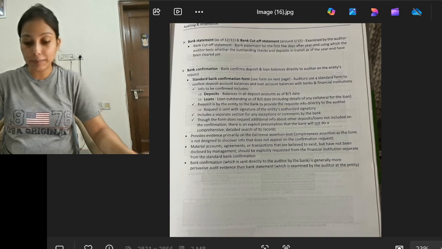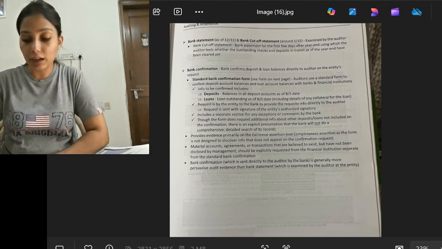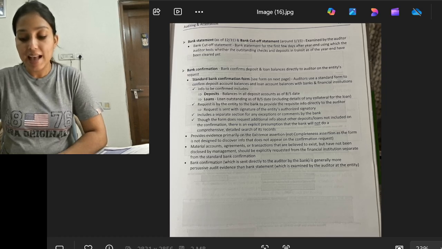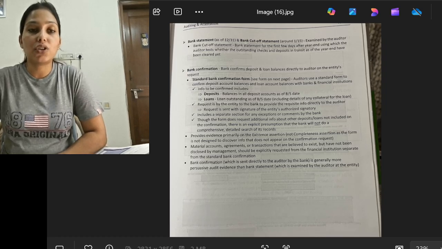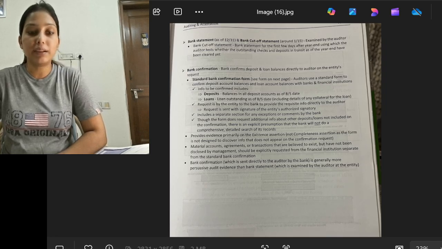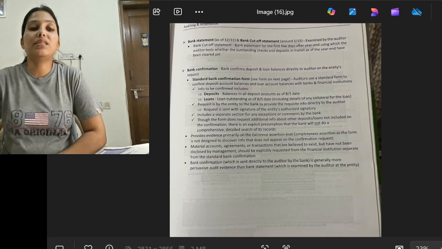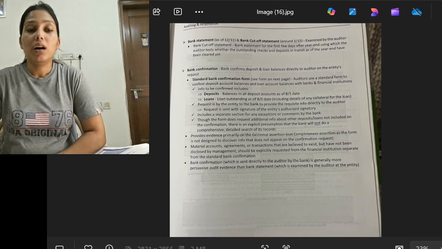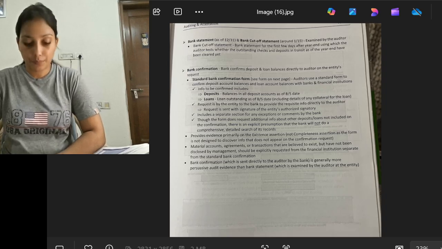After that, we will be seeing the bank statement and the bank cutoff statement. These are examined by the auditor. Bank cutoff statement is the bank statement for the first few days after year end, using which the auditor tests whether the outstanding checks and deposits in transit as of the year end have cleared or not. So this is part of the bank reconciliation where auditors also take the bank cutoff statement for the first few days to verify the pending transactions that were not recorded by the bank at the time.